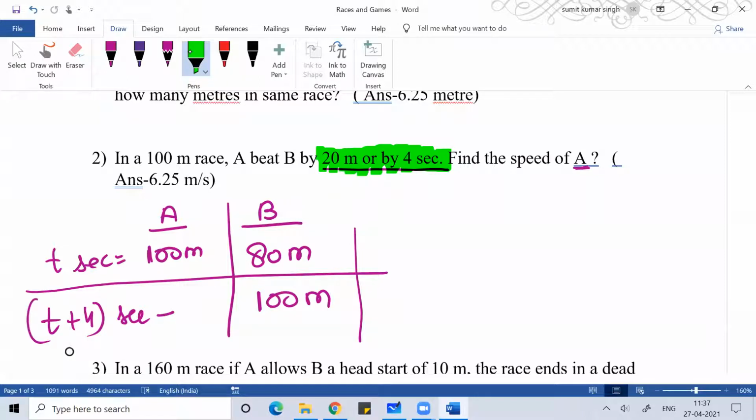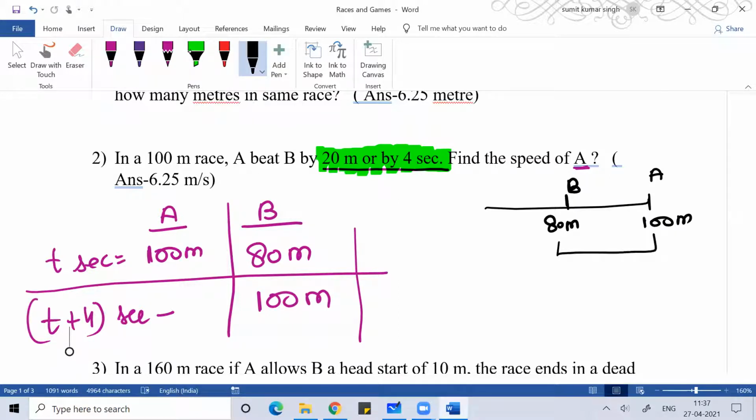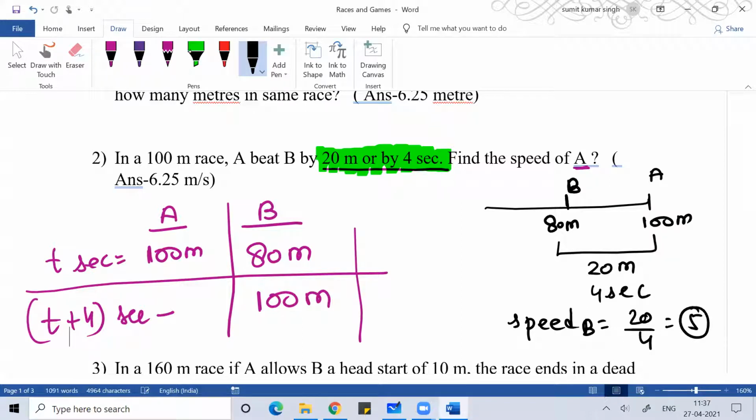So when A has reached 100 meters, B is standing at 80 meters. Now to cover this 20 meters, B is going to take 4 seconds. With this, you can find the speed of B. What is the speed of B? That is 20 by 4, meaning 5 meters per second. The speed of B is 5 meters per second.